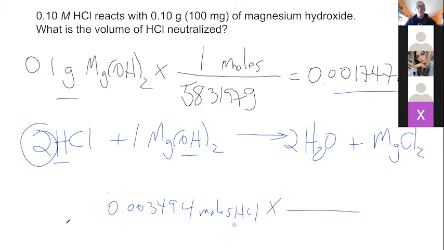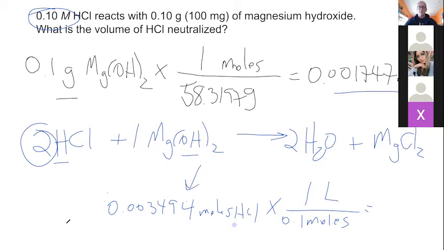But remember, I want liters, and I want to get rid of moles. So that's why I never divide, I always multiply with the units so I know what's going on. And so the concentration is 0.1 molar. What does that mean? That means 0.1 moles for every 1 liter. So basically, you wind up multiplying this by 10.